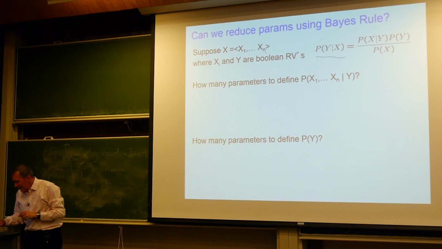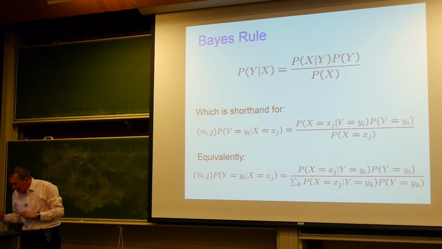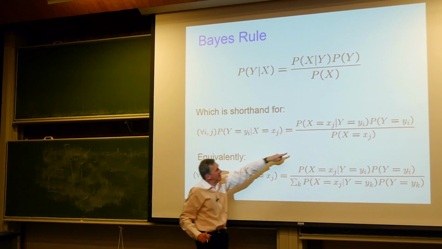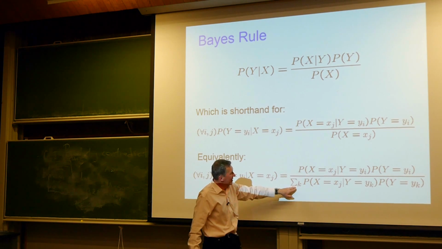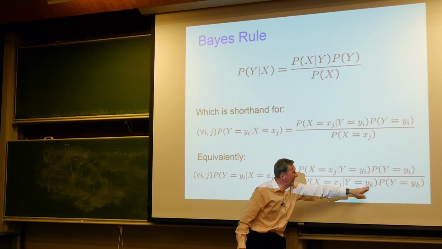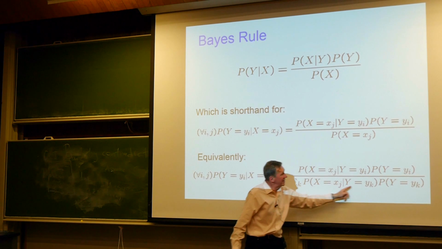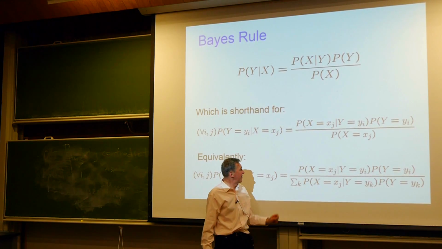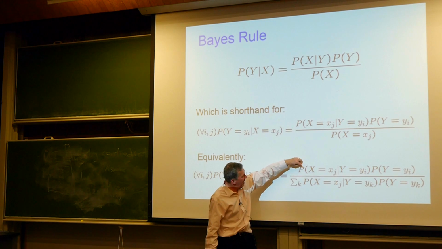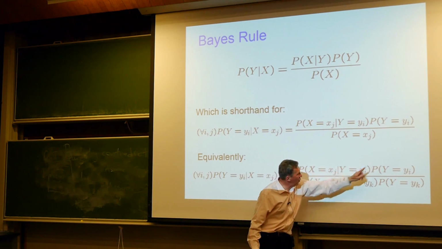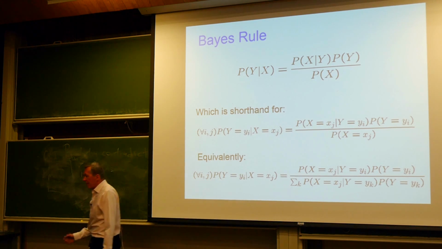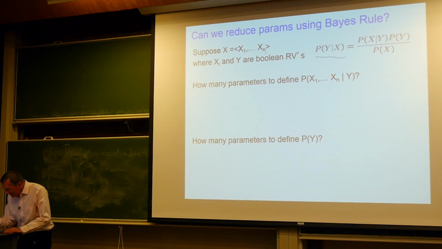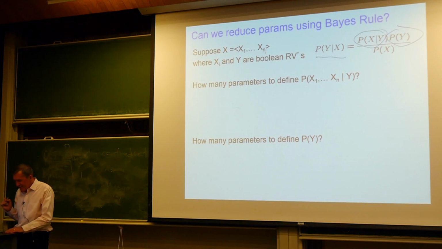The other way to say it is P of x can be replaced. P of x is just equal to the sum over all the values y can take on of this expression. And so if we just estimate P of x given y and P of y, we can use it to calculate the denominator too. Okay, so if we want to get this, what we really need to estimate is this and that.